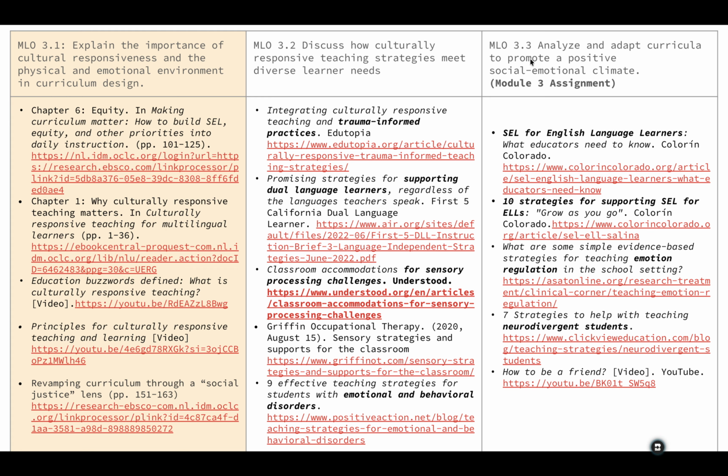This week we're focusing on the 3.1 and 3.2 learning outcomes in this presentation, and then in your module 3 assignment, you're focusing on the third learning outcome, which is adapting to promote a positive social emotional climate, and these articles can help you to do that.